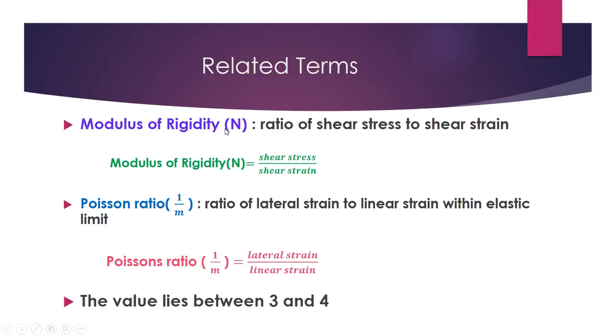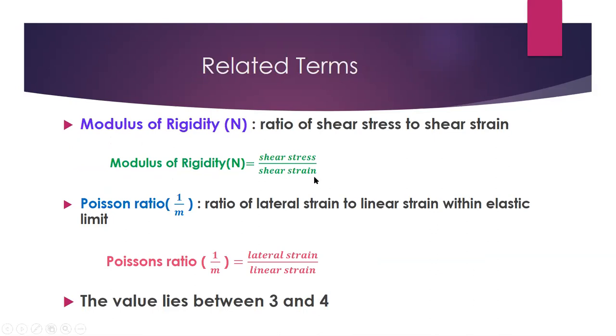It is denoted by the capital letter N. It is the ratio of shear stress to shear strain. So you already studied shear stress and shear strain. So modulus of rigidity is equal to shear stress divided by shear strain. It's an important relation. Modulus of rigidity is equal to shear stress divided by shear strain.